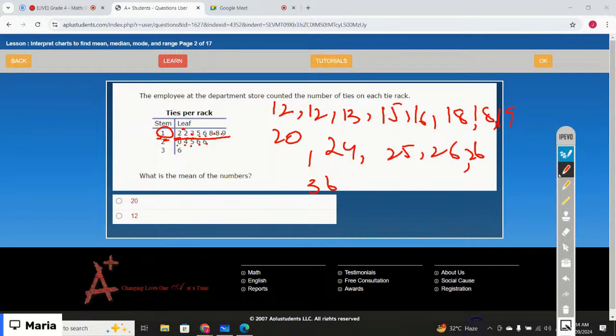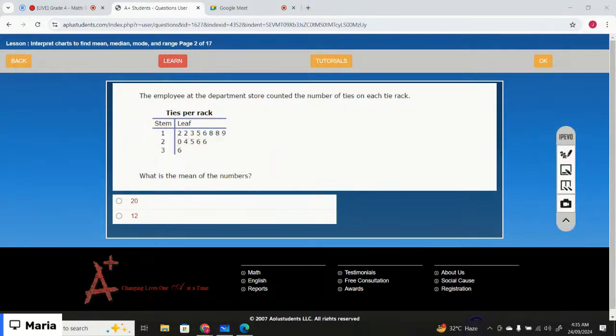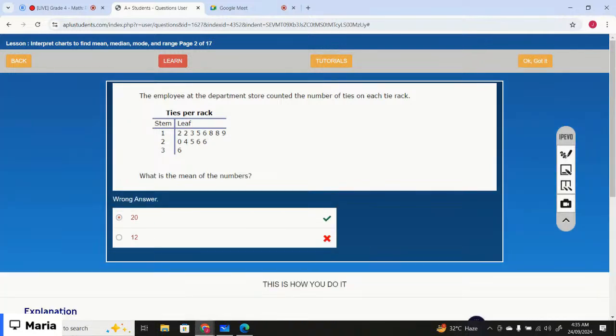You need to now add them all and divide by their count: 1, 2, 3, 4, 5, 6, 7, 8, 9, 10, 11, 12, 13, 14. You need to divide them by 14. I think 12 it is. I'm just guessing the answer, not solving. Okay, 20 it is.